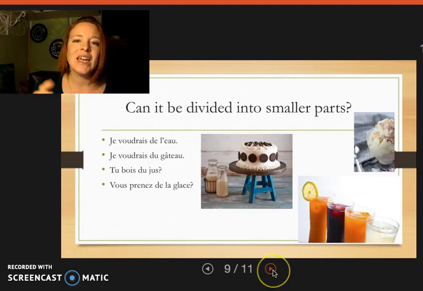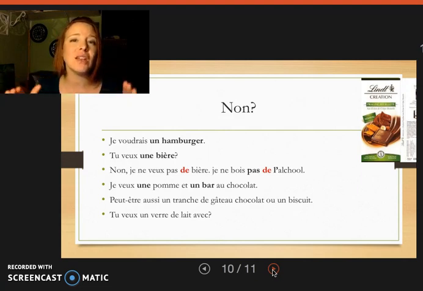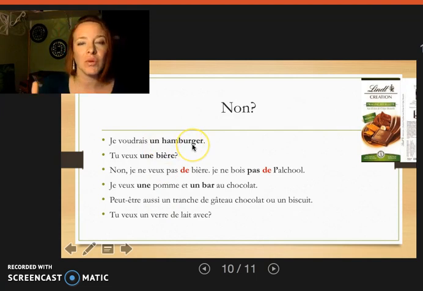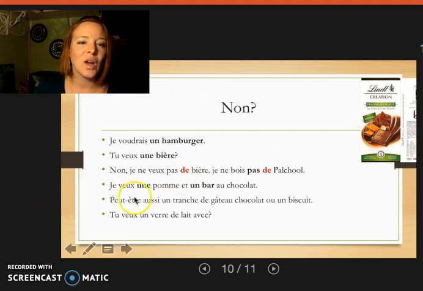Now, similarly, if it can't be divided into smaller things, then it's got that idea of its quantity. It cannot be broken down. So then we're going to use the indefinite article here, saying, I'd like a hamburger. Or, do you want a beer? Or, no, I don't want any beer. Notice when it's negative, I have to say I don't want any of it. So here I don't need the partitive or the article. It's just de. Do you want an apple?